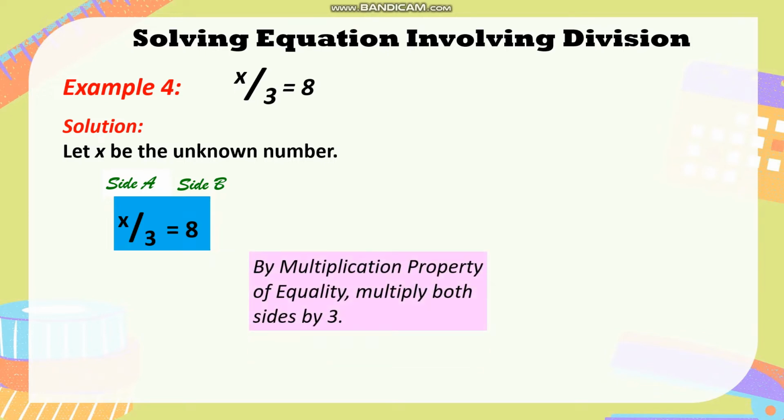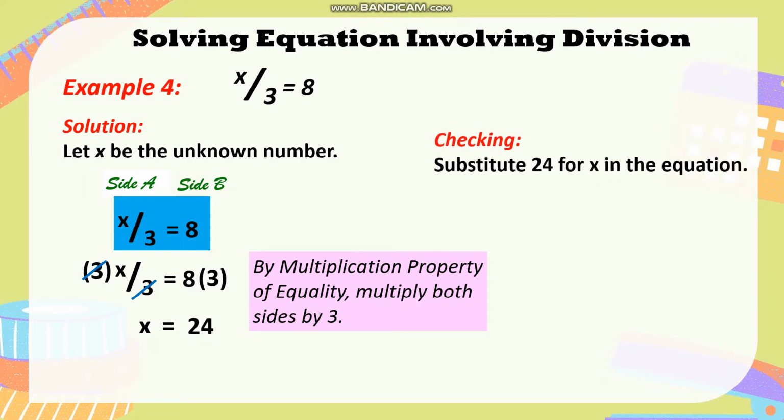By multiplication property of equality, multiply both sides by 3. X divided by 3 equals 8. Sa side A, x divided by 3 times 3. Sa side B naman, 8 times 3. Then, cancel 3 dahil 3 divided by 3 is equal to 1. Pero, no need to write 1. So, x na lang ang naiwan. Copy the equal sign. 8 times 3 is equal to 24.